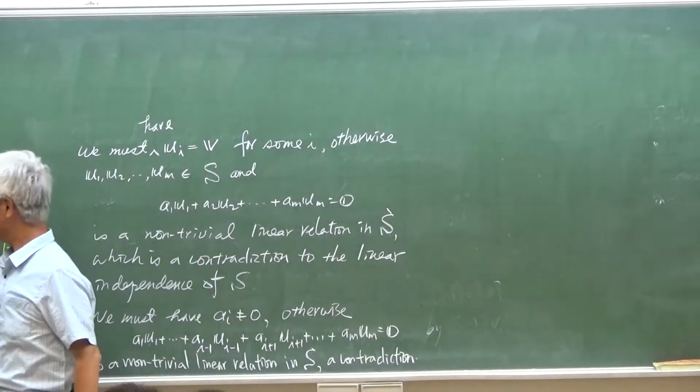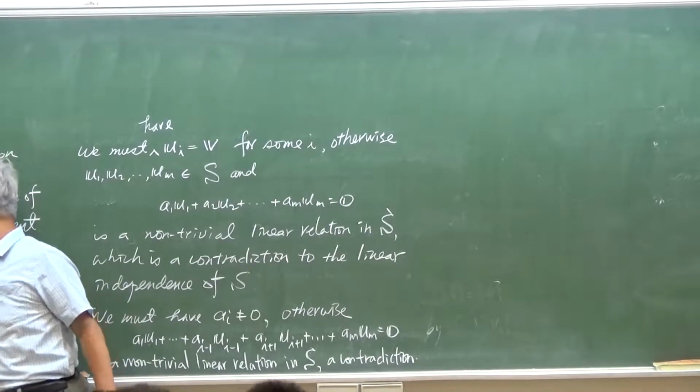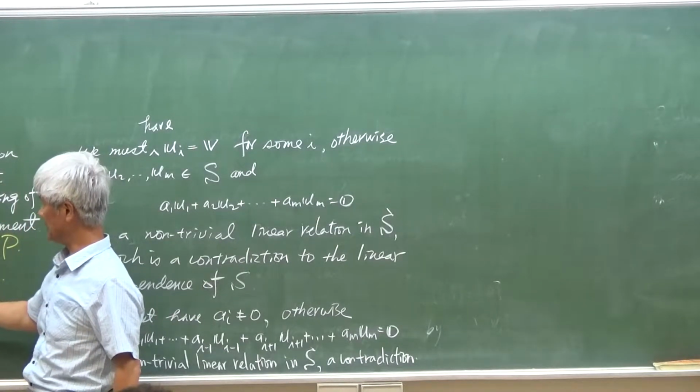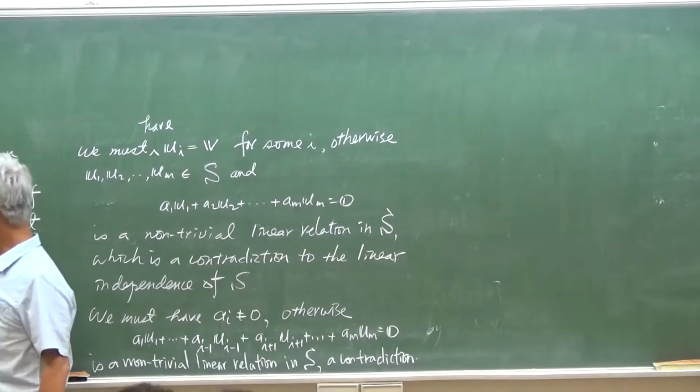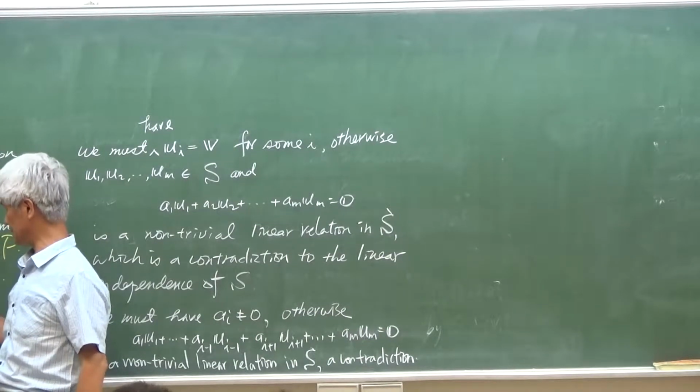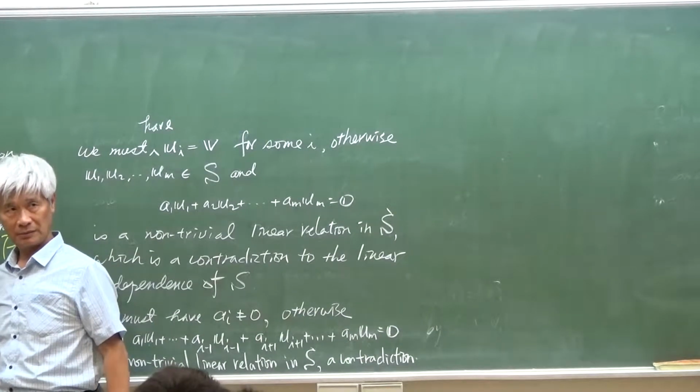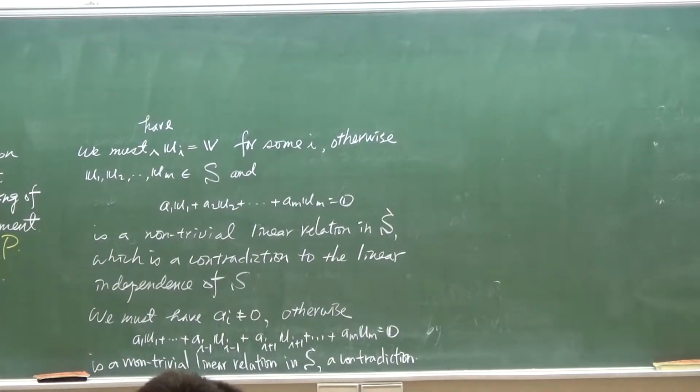And so you can see when I say that this is a linearly dependent set, I say that we have a non-trivial linear relation in this set, in this union, so that u1, u2, up to um can be elements in S or can be equal to v. And the coefficients cannot be all 0. Such a linear relation is called a non-trivial linear relation.